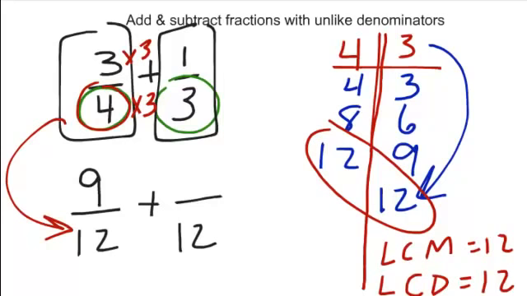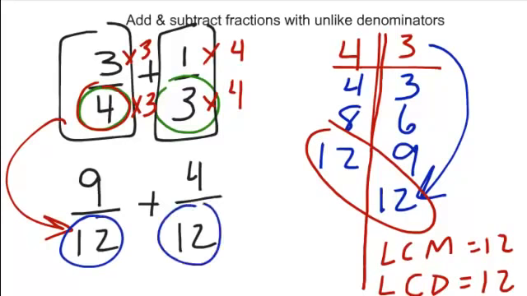Now we do the same thing to the other fraction. So we ask ourselves, 3 times what gives me 12? And I know the answer to that is going to be 4. So what I do to the bottom, I do to the top. And 1 times 4 gives me 4. Now I can add these two fractions because I have a common denominator amongst the two fractions. And the answer to this will be 9 plus 4, which will give me 13. And then the denominator stays the same.